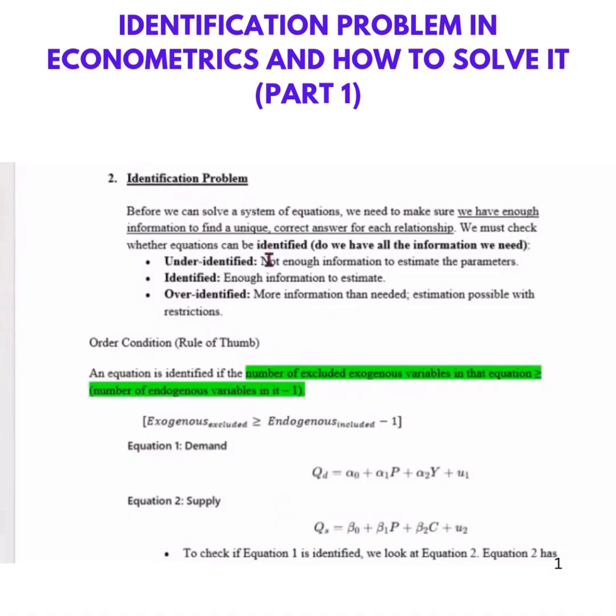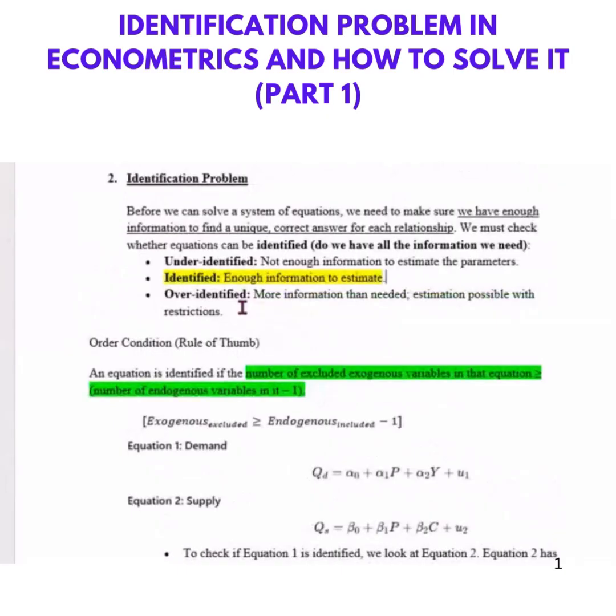So we can have three cases of identification problem. We can have the unidentified case, whereby there is not enough information to estimate the parameters. We don't have all the information that we need. And then we have identified, we have enough information to estimate. This one is the ideal case. And we can have the over-identified case. We have more information than we need to estimate the model.